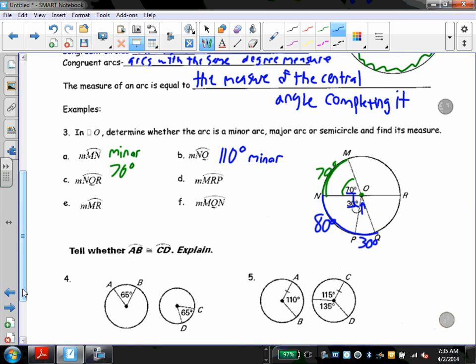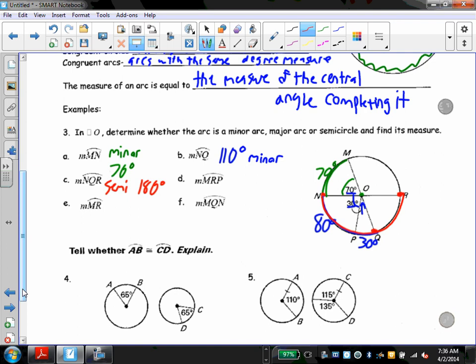C has us look at NQR. So I'll choose a different color again. NQR. So starting at N, going through Q, ending at R. We got this right there. Those endpoints are both on a diameter, and NR is a diameter. So that means that that's a semicircle. Has to be. And it also means that it has to be 180 degrees.